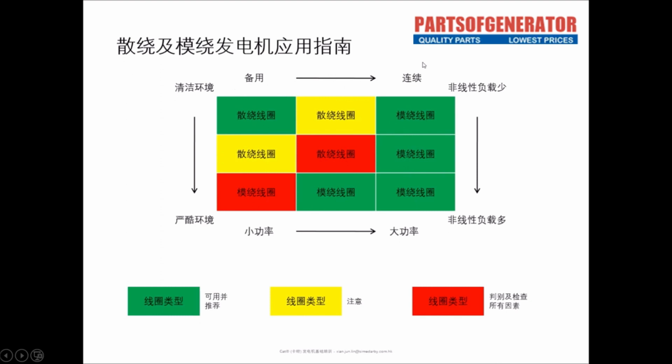Then let's take a look at the application selection. What principles should be followed to choose whether it is a random winding coil or a mold wound coil? We will consider it from 4 aspects. First, whether the machine is a backup, for main use, or for continuous use, that is, the type of application. If it is used continuously, it means that it will be used for a long time.